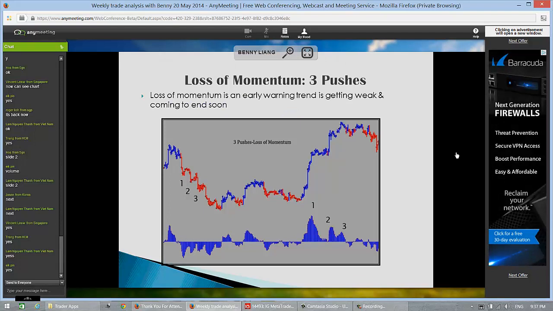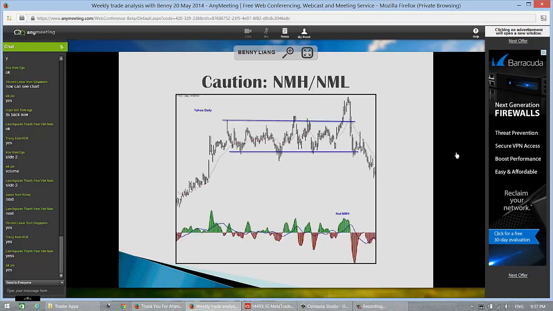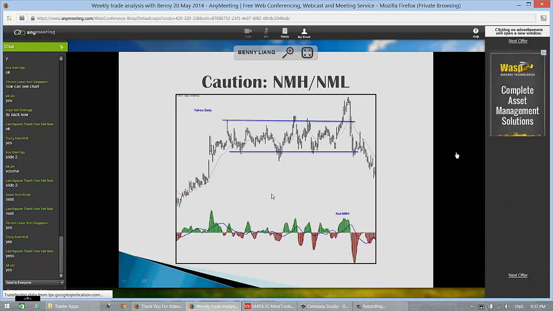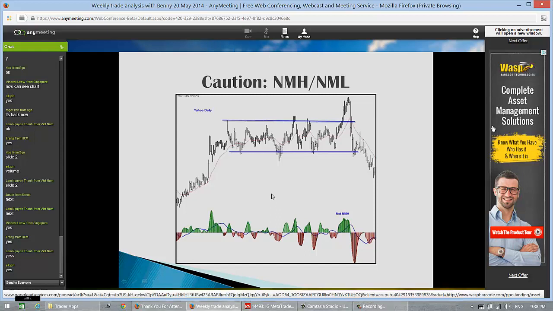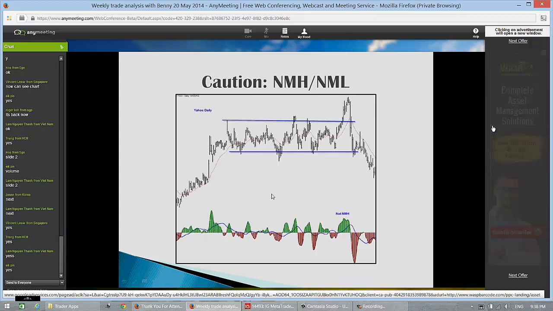The next one I'm going to talk about is loss of momentum. But before that, any question about the 310, the new momentum high or the new momentum low? You can ask your question right now. Because after this, this is trend trading. We use the new momentum high and the new momentum low to trade with the trend. It works hand in hand with, or rather supplements, the supply demand that we have been talking about.